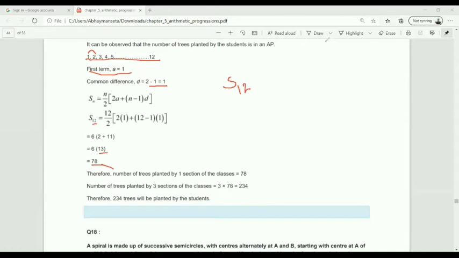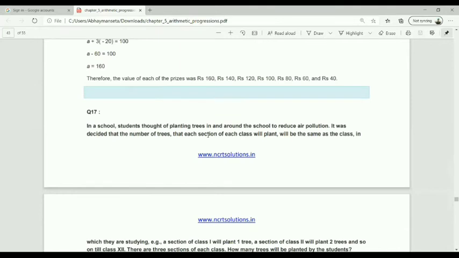Now we will check here again. What is our question? In a school, students thought of planting trees in and around the school to reduce air pollution. It was decided that the number of trees each section of each class will plant will be the same as the class in which they are studying. Example, section of class 1 will plant one tree, section of class 2 will plant two trees, and so on till class 12. There are three sections of each class, keep in mind. So we have to multiply our answer by 3.